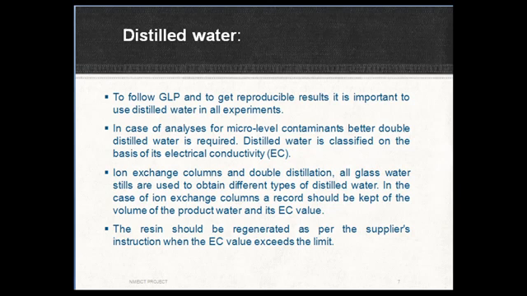Distilled water is classified on the basis of its electrical conductivity. Ion exchange columns and double distillations, all glass water stills are used to obtain different types of distilled water. In the case of ion exchange columns, a record should be kept of the volume of the product water and EC value. The resin should be regenerated as per the supplier's instructions.